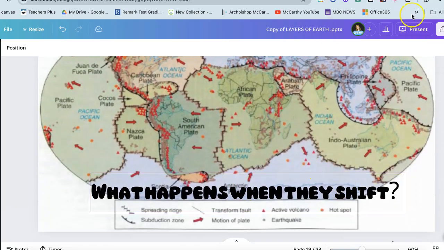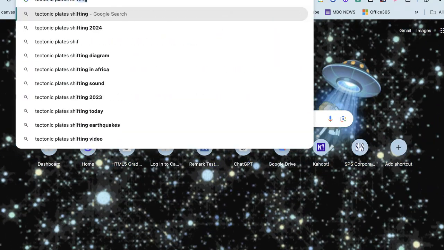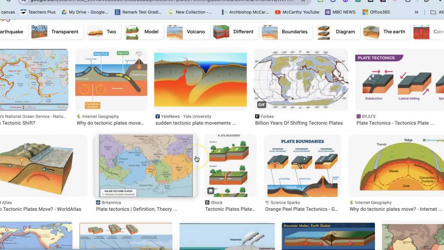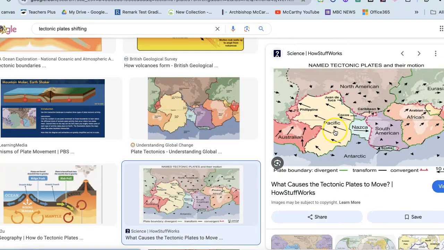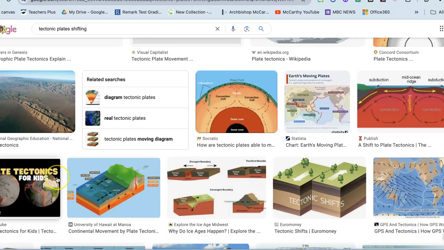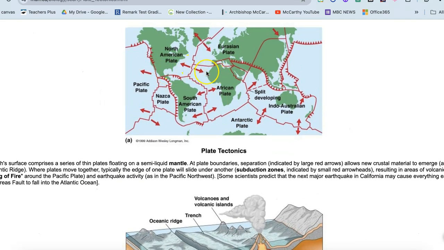I'm going to jump over here and show you tectonic plates shifting. Let me look at an image. I asked you some questions in the review, but I want you to know that on a map, I can ask you a question like this. If you see plates pulling apart, and there was a letter A here, I would ask what can happen in area A? Well, you know those are divergent plates because they're pulling apart, and when they pull apart, they can form ridges.